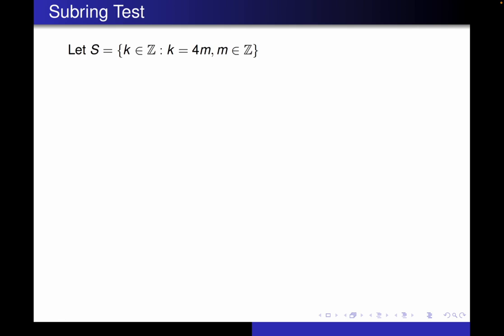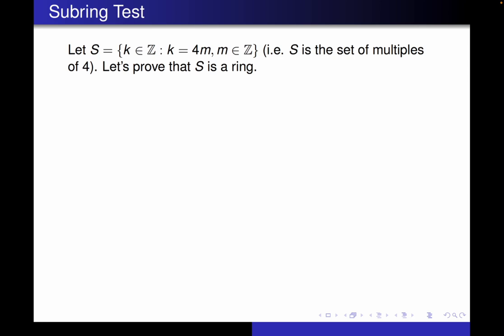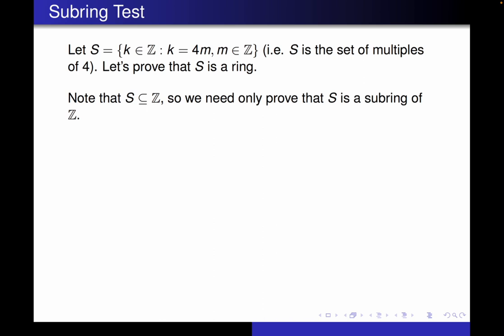Okay, so let's see if we can actually apply this to a subset of a ring that we know. We're going to define S to be all integers k such that k is equal to 4m, where m is an integer. In other words, S is the set of all multiples of 4. We're going to prove that S is a ring by proving that it is a subring of another ring. Every element of S is also an integer, so S is a subset of the integers. We're going to prove that S is a subring of Z, and that would prove that S is a ring. All right, so we only need to prove the four things, right?